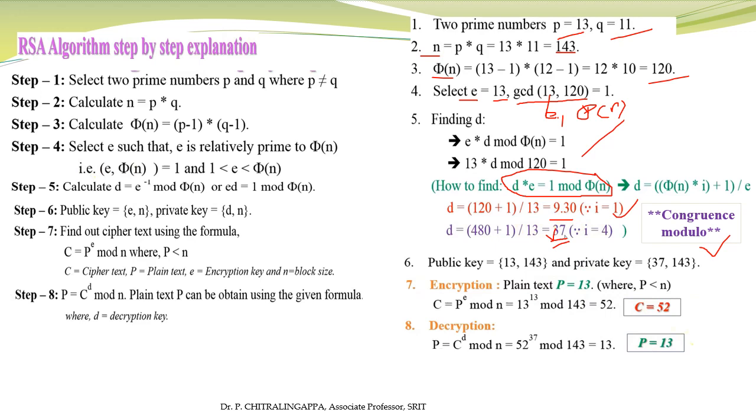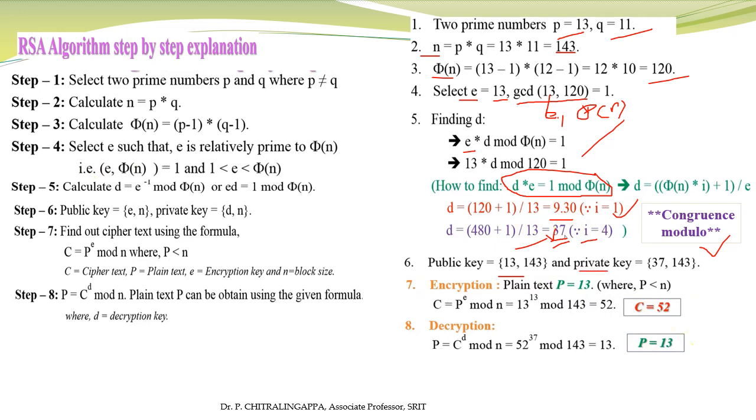Now, whenever you use the i value 4, you will get 37 directly. So 37. Now what happened? I got the e value, which is 13, which is the public key. And by using that public key, I calculated the private key, which is d. Finally, public key 13 comma 143, private key 37 comma 143.